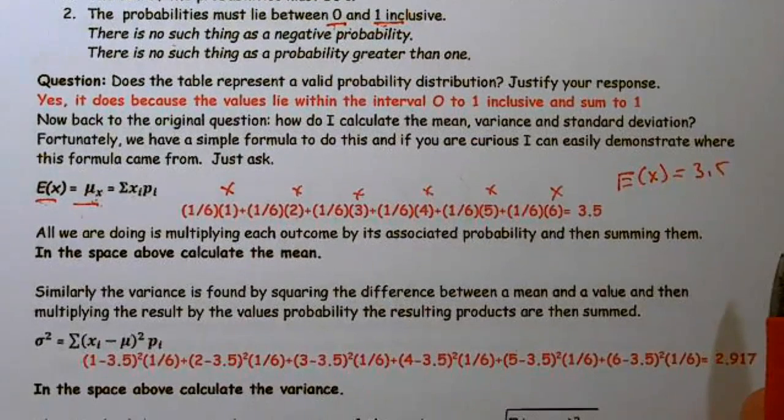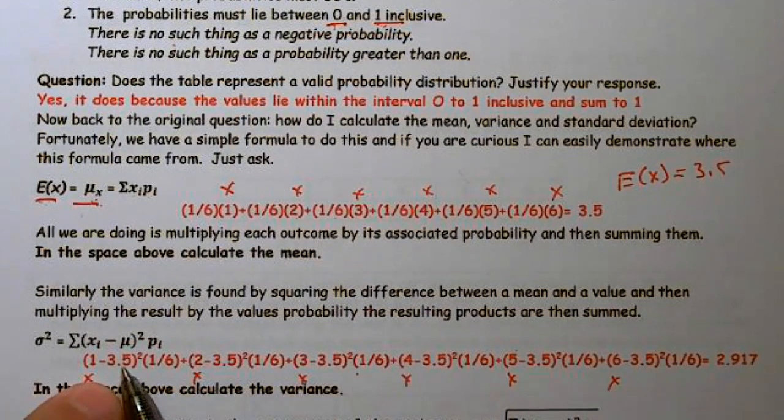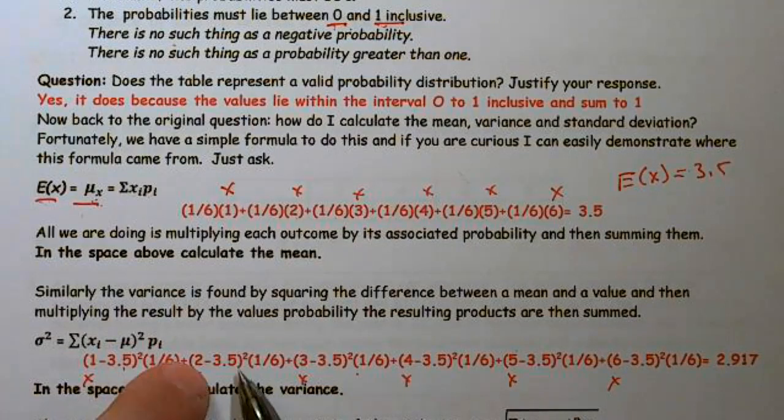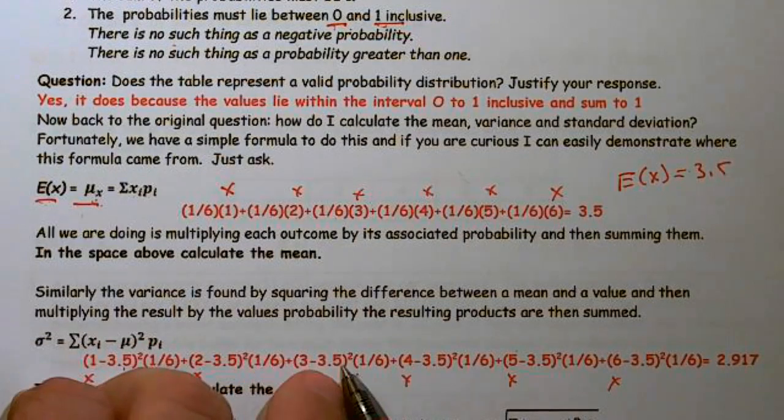When we get to variance, variance, of course, is the individual value minus the mean. Well, our individual x is for x of 1, x of 2, x of 3, x of 4. We had an x of 5 and an x of 6. And here's our expected value, or a 3.5. So the individual x minus the mean squared times its associated probability.